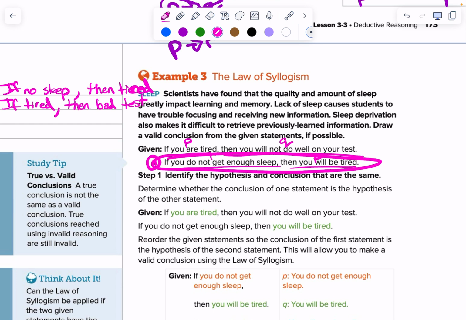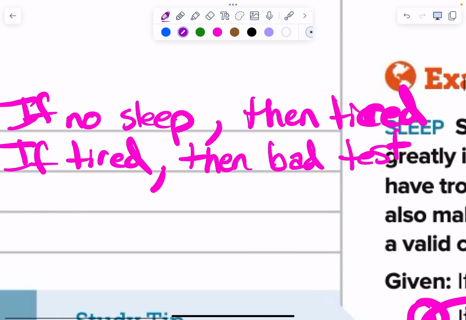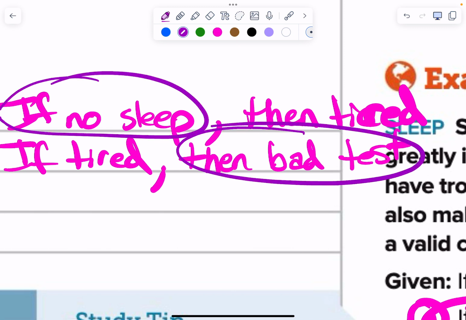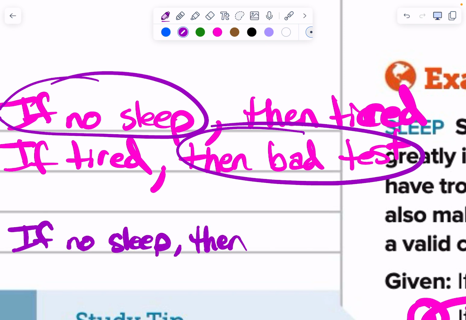Okay, if we reorder those statements, then we can come up with a conclusion, right? If no sleep, then tired. If tired, then bad test. So what's your conclusion? If no sleep, then bad test. There you go. That's your conclusion. If no sleep, then bad test.